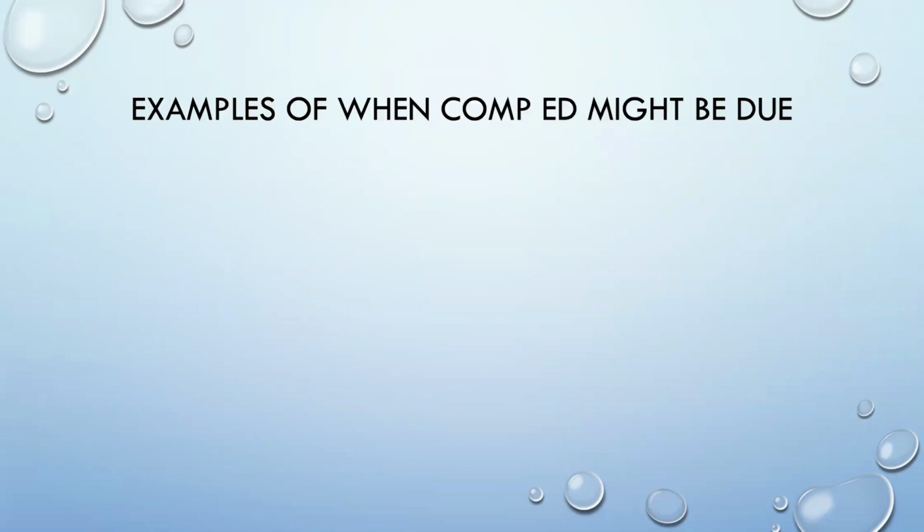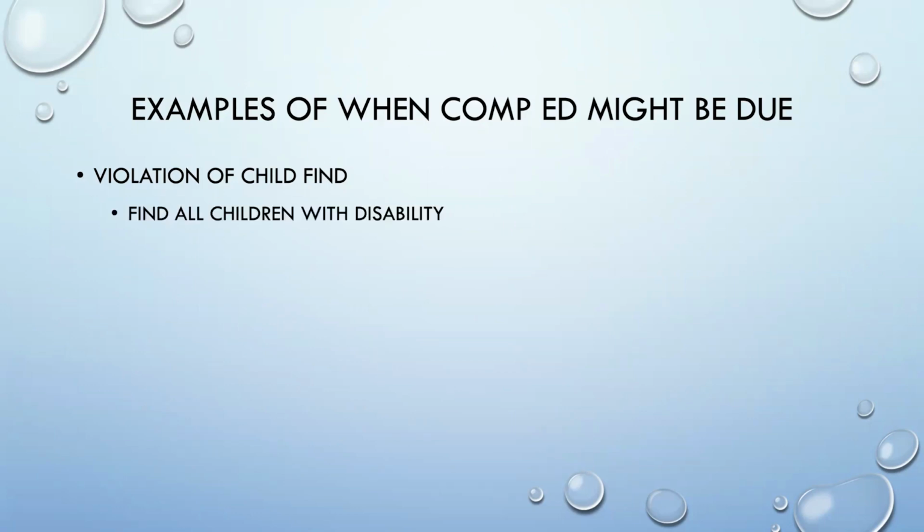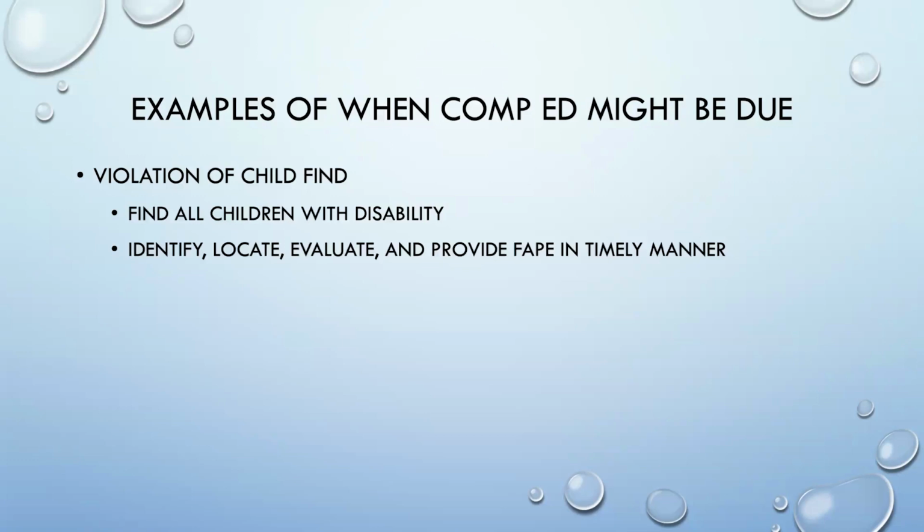Now, some examples of when comp ed might be due. We have talked about the violation of child find, the failure to identify a child that experiences disabilities in school. That would give rise to that lost opportunity for education, because the school and the state both have a responsibility to find all children with disability within their boundaries of authority. They have to locate them, evaluate them, and provide them with that FAPE, that free, appropriate public education, in a timely manner.